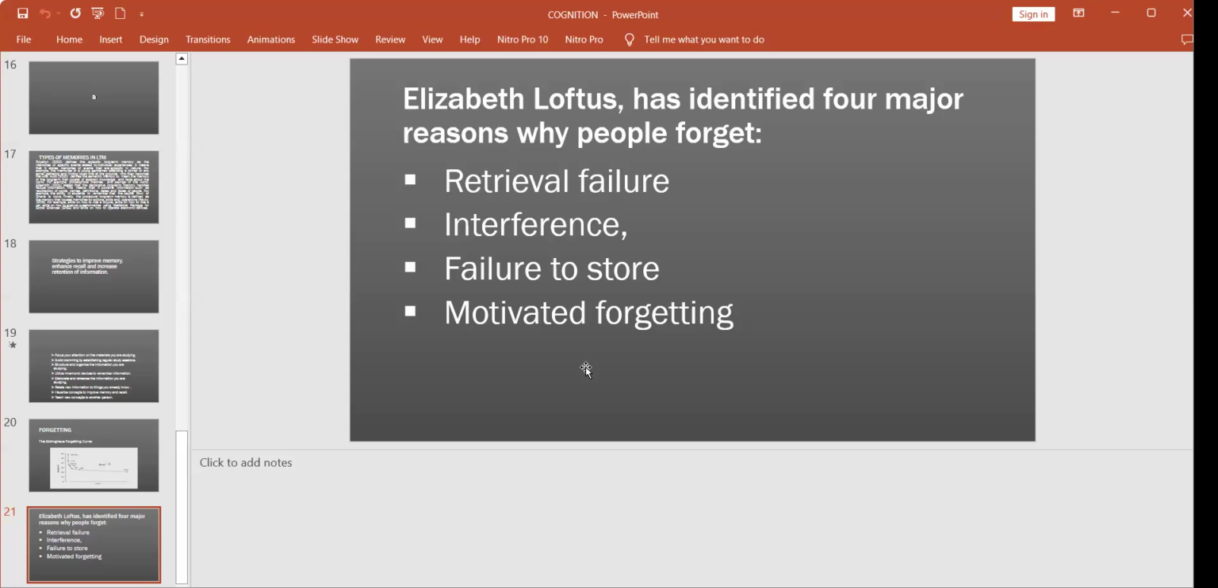Then go to failure to store. You know why failure to store happens? You have to store in the long-term memory if you want to actually retain it and retrieve it. But in the short-term memory itself, without passing the information into the long-term memory, it is lost, it is forgotten. Because the short-term memory has limited capacity, right? And limited duration. So within 20 to 30 seconds, if it is not rehearsed, it is not sent to the long-term memory.